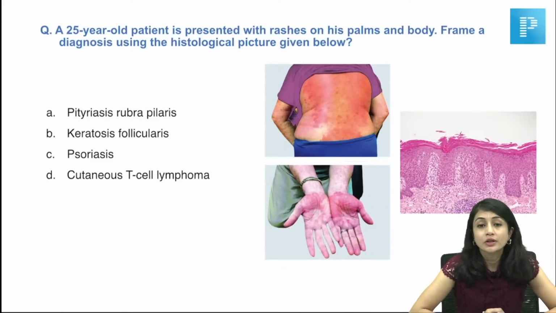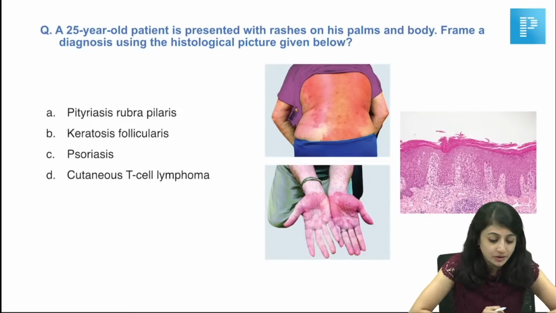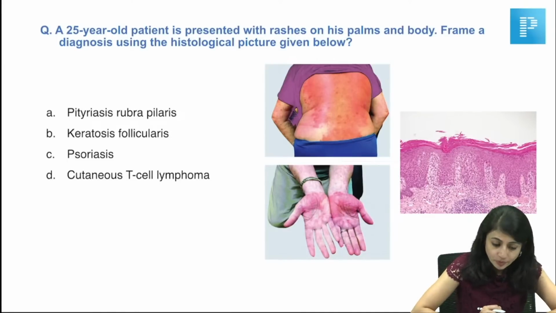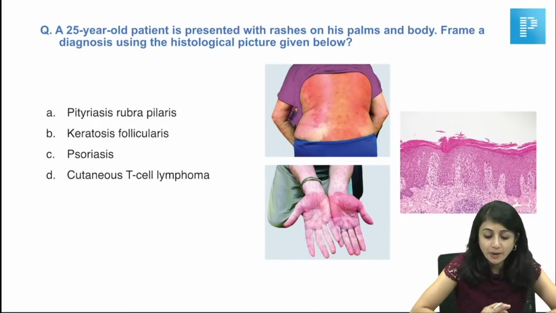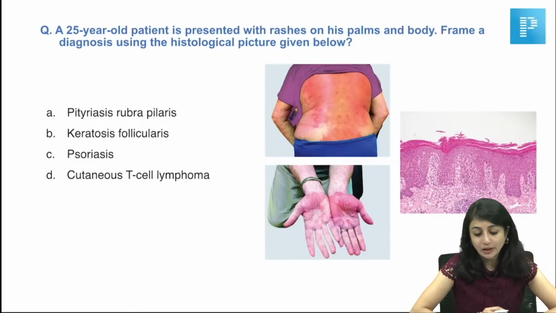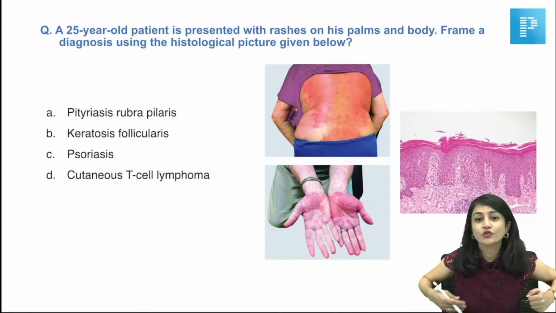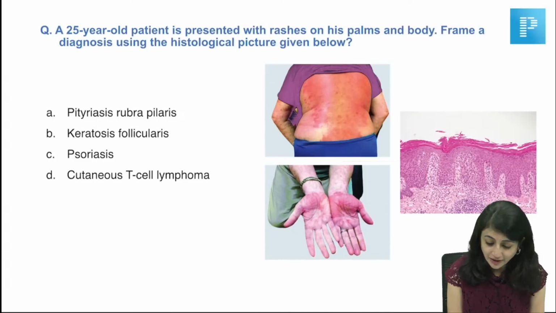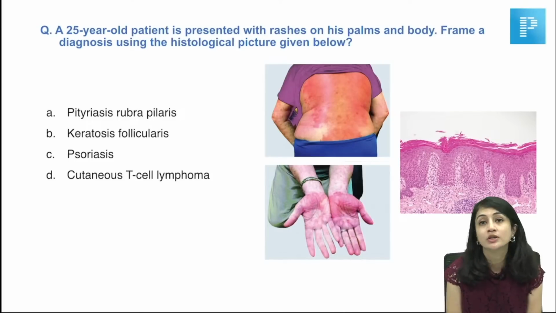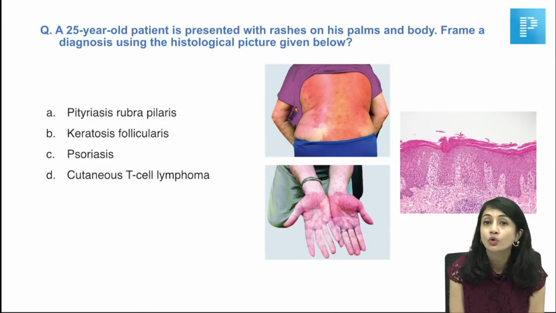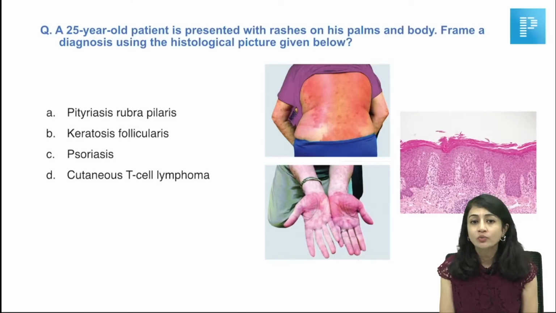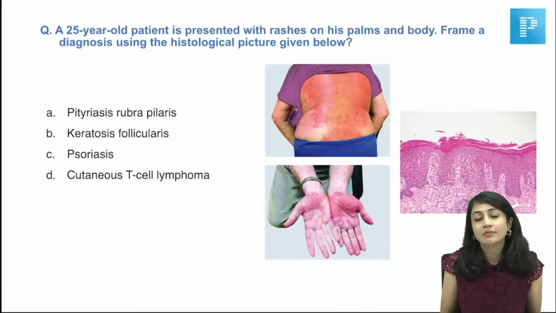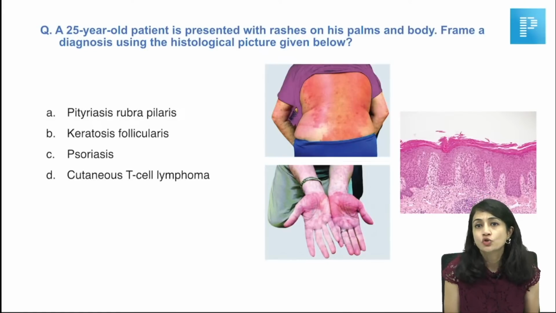Okay, moving on to the next question. Again, I would need your help here. So, I have probably a 25-year-old patient who presented with rashes on palms and body. Frame a diagnosis using the histopathological picture given below. Somehow you got a lot of histopath images this time. So, I hope it didn't confuse you. Again, I know this may not be the exact histopath image or the clinical image. So, I would need some help out here. What was the image of? What was the histopath image like?